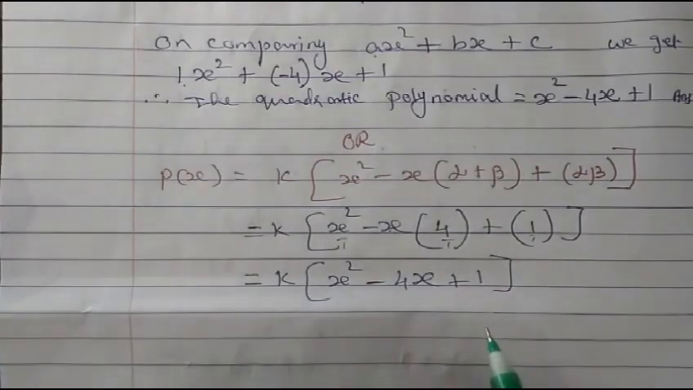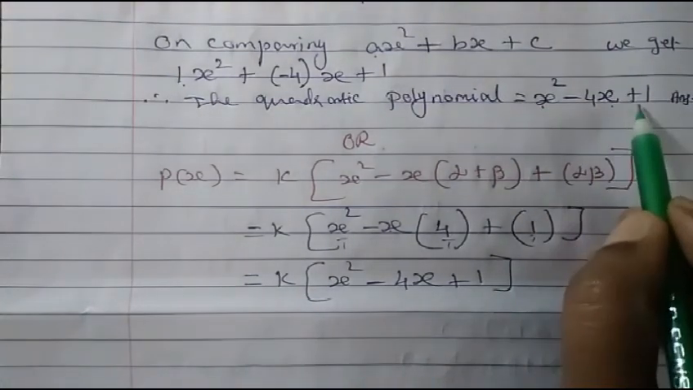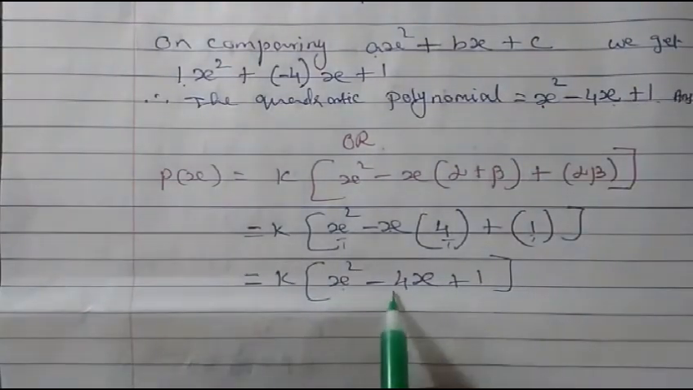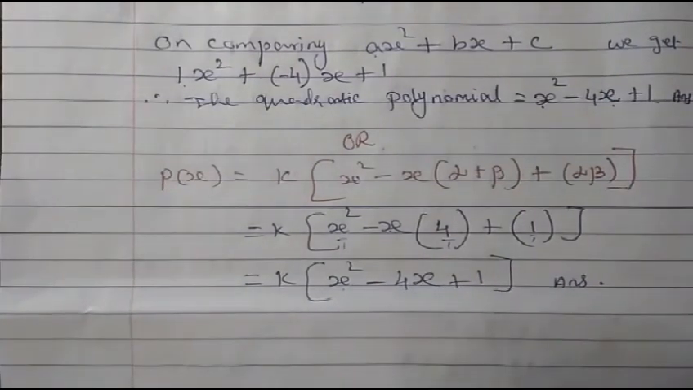So you see, in the assuming method what we got? x square minus 4x plus 1. So x square minus 4x plus 1. So that's our answer. That's it.